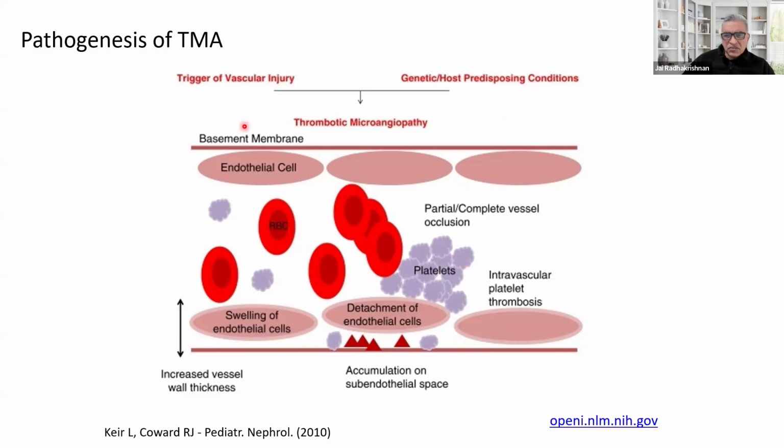So why does it happen? There's usually some sort of a genetic or host predisposing condition. It could be genetic or acquired, for example, an autoimmune disease. And there's almost always a trigger on top of this predisposition, which then precipitates damage to the endothelial cell, leading to all its subsequent events.